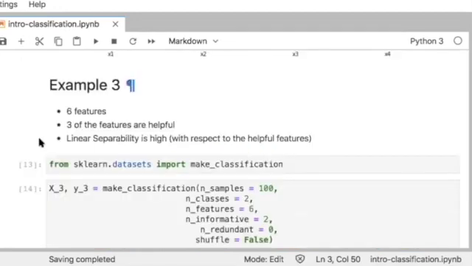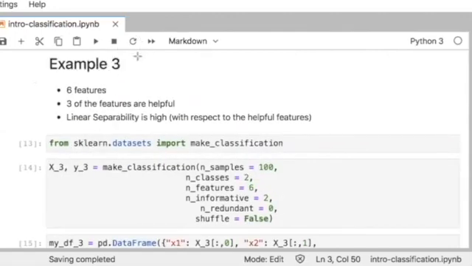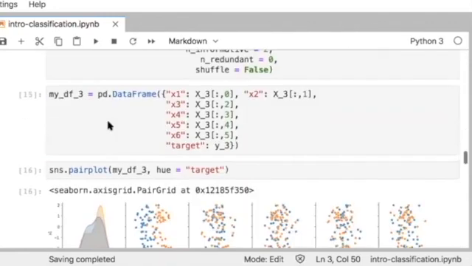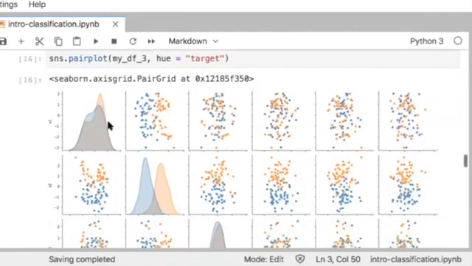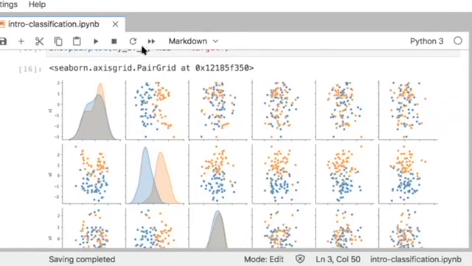For the next example, there are 6 features, but only some of the features are helpful. The others are just completely irrelevant noise. With respect to the helpful features, the data is linearly separable, but I'm sorry, 2 of the features are helpful. My apologies. Let's see if you look at this, can you see which features this data is linearly separable with respect to? So this data is linearly separable with respect to x1 and x2.